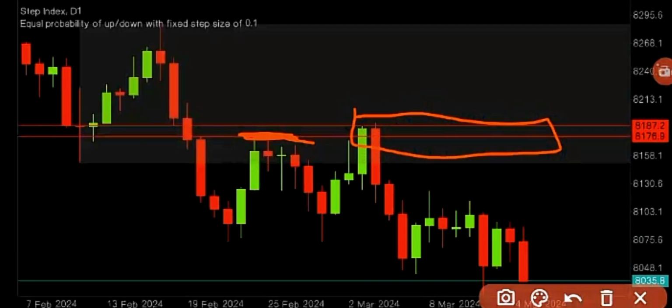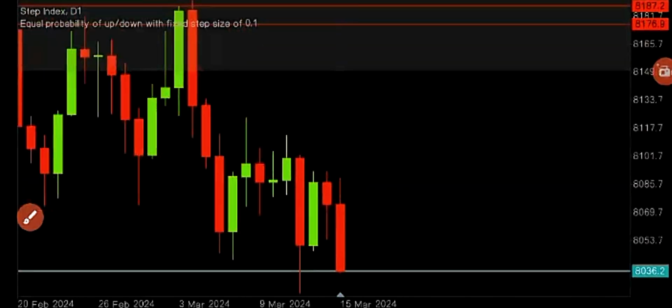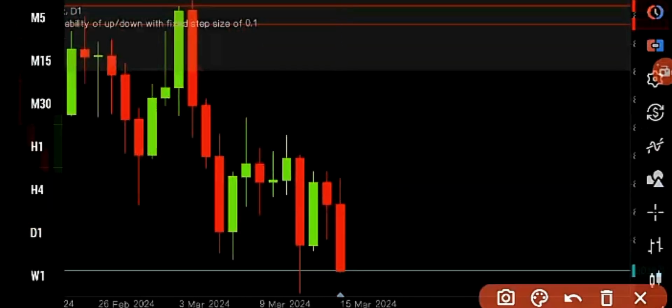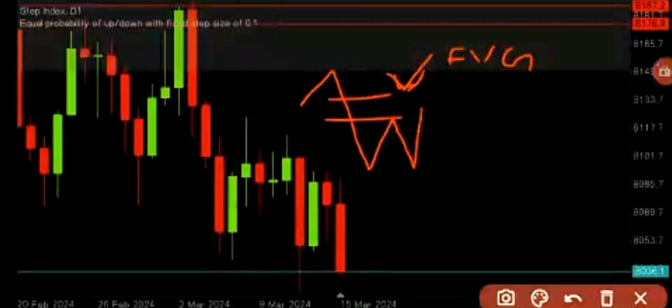Let me do a quick illustration over here. The idea is, let's say the market is selling, right? This is your fair value gap. Then the market retraced, did something like this, and then came back, swept this high over here, and then this zone that you can see over here is a high probability setup.